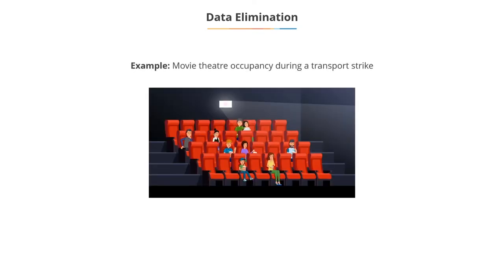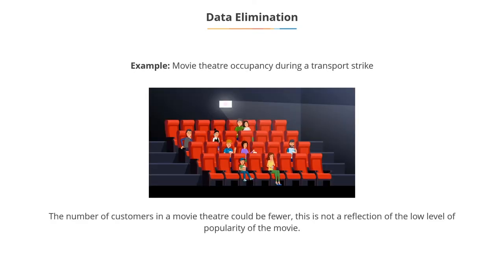For example, on days when there is a transport strike, the number of customers in a movie theater could be fewer. This number is not a reflection of the low level of popularity of the movie. Therefore, such values should be omitted.